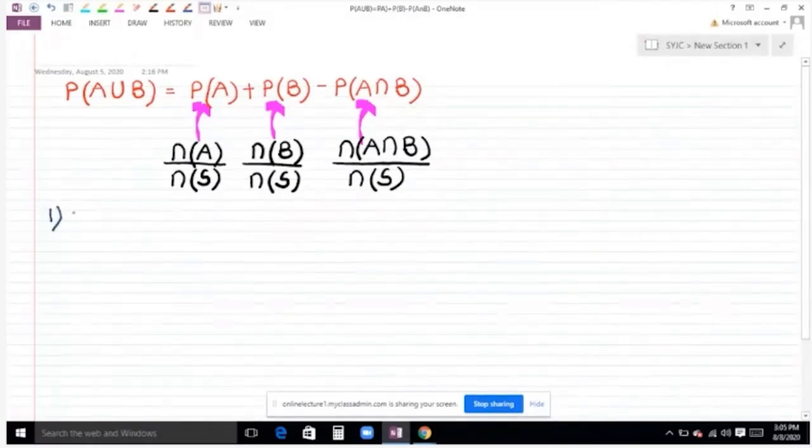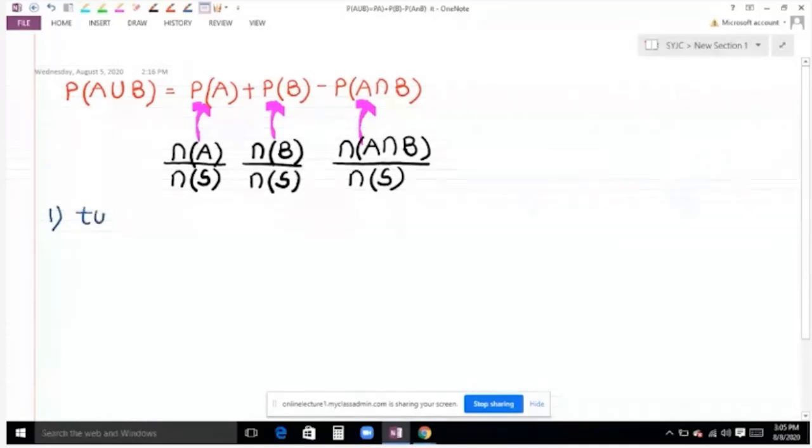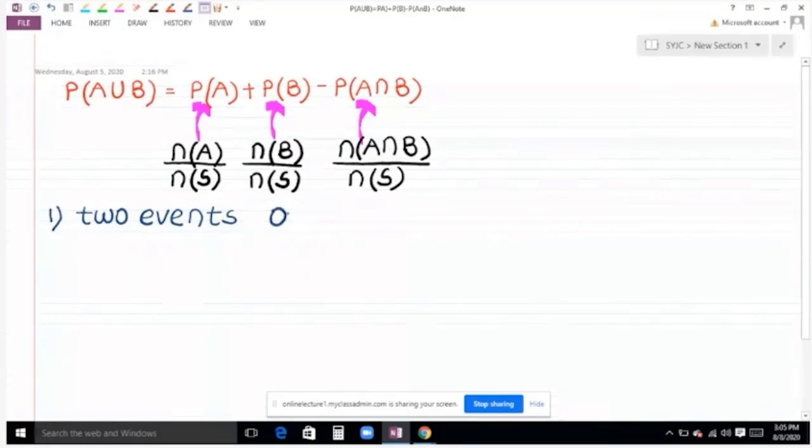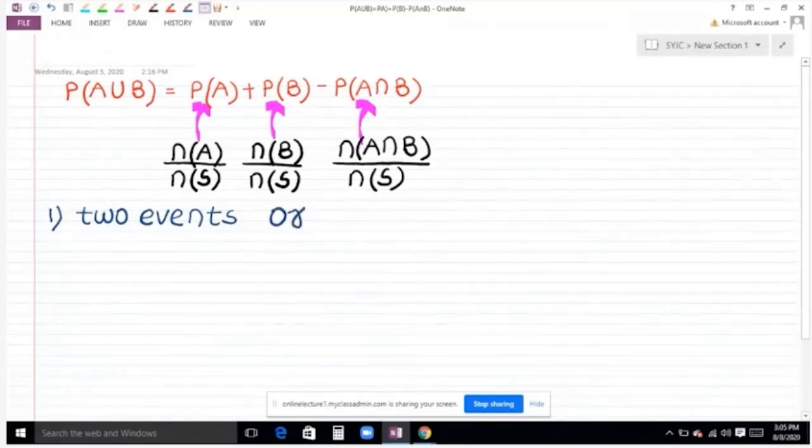Between the two events, there has to be the word or.